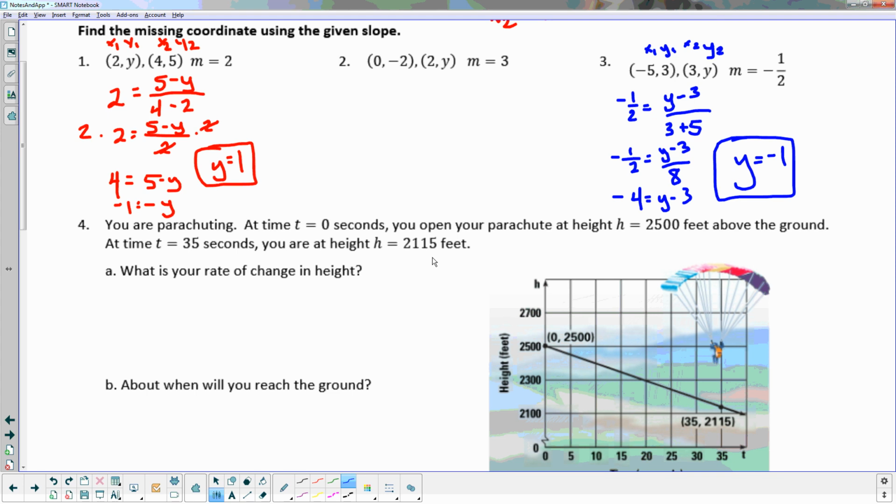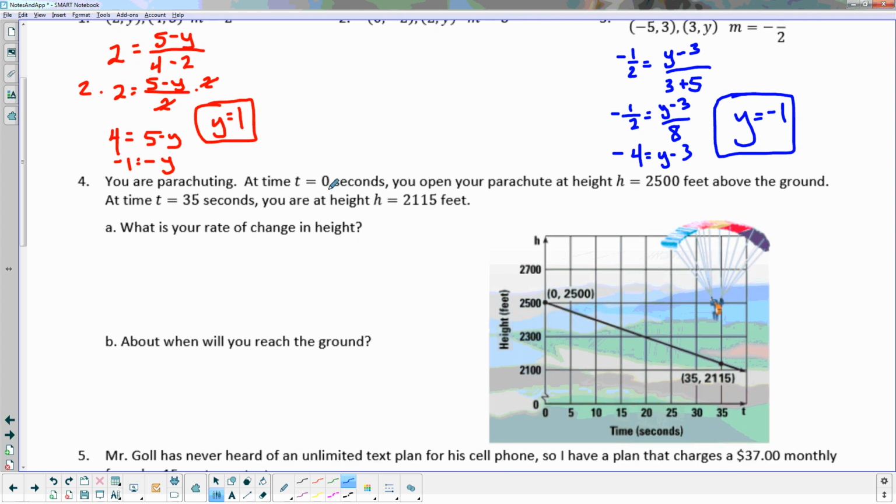In the next problem here, it says you're parachuting. At time t equals 0 seconds, you open up your chute at a height of 2,500 feet above the ground. So that's this right here. They're showing us that 0, 2,500. I think something that might also get a little bit interesting is this actually gives us our y-intercept. Okay, that gives us our y-intercept.